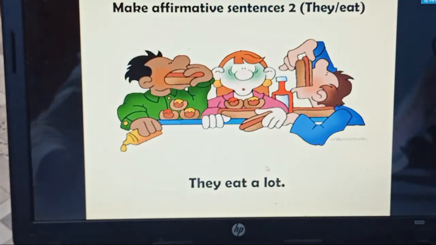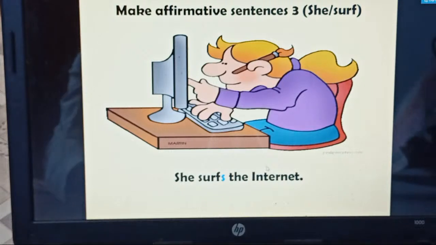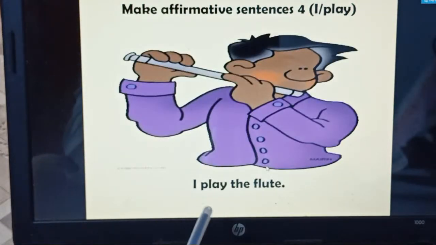The subject is they. They eat a lot. Next, subject is she. She surfs the internet. Surf means browsing. Okay, you search for something on internet, so it is surfing. You guys try to understand this. Subject is I, so play does not take any S or ES. But if the subject is he, she, it, Rahul, then you have to say he plays, she plays, it plays, Rahul plays, Raju plays the flute, etc.